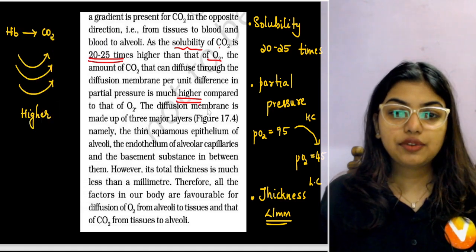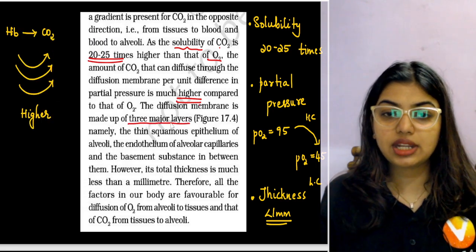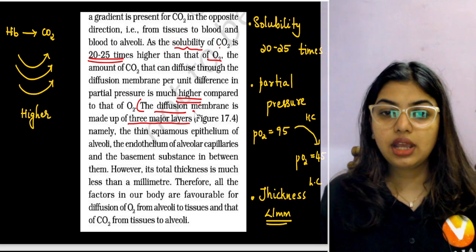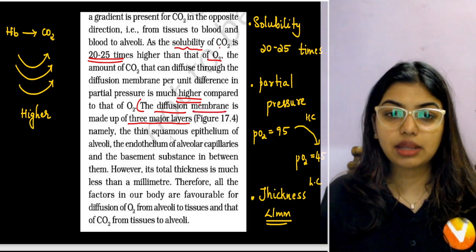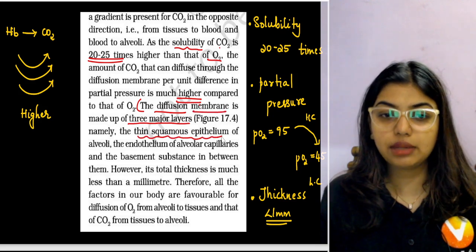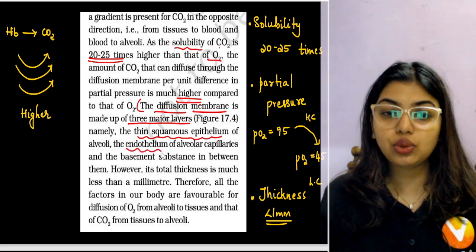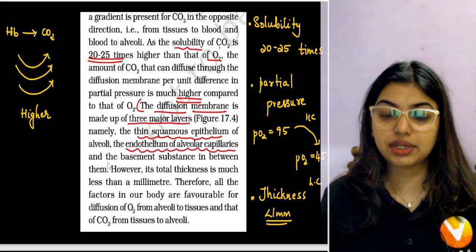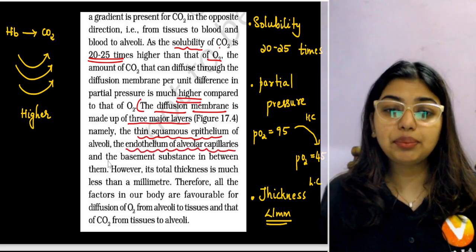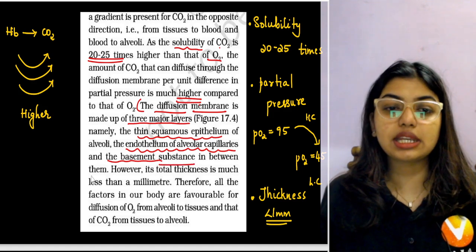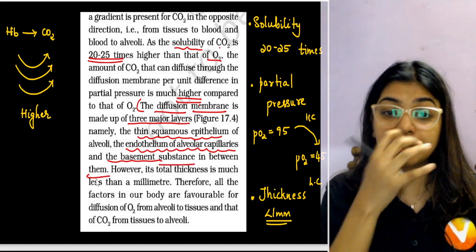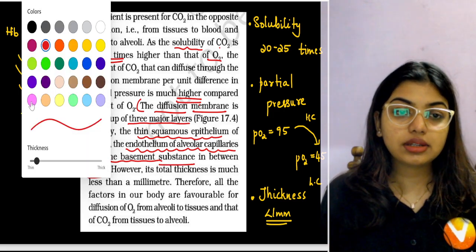Now, the diffusion membrane is made up of three major layers. Very important. Diffusion membrane is made up of three major layers, namely the thin squamous epithelium of the alveoli, the endothelium of alveolar capillaries, and the basement membrane, the basement substance in between them. So which are all layers, students? We have three layers.